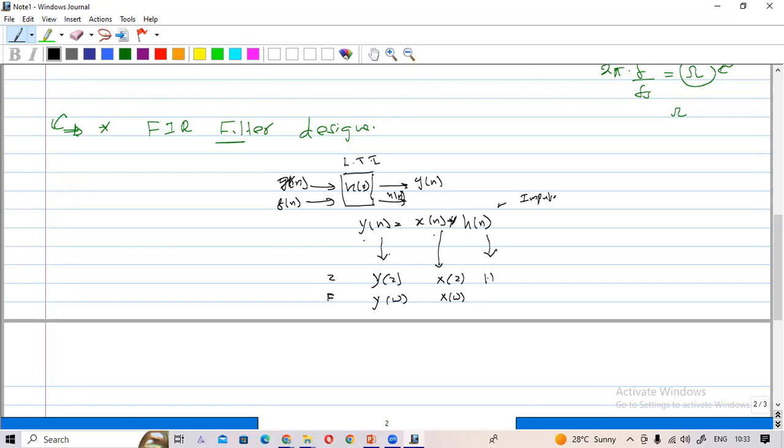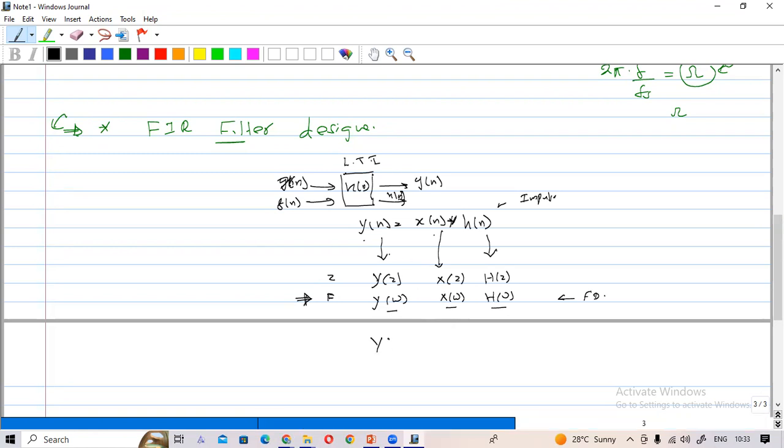So it will be H(z) or H(omega). This time, we are mainly concerned about Y(omega), the frequency domain signal, the frequency domain representation. If you consider this in both cases, you can write this equation: Y(omega) equals X(omega), now this convolution will become simple multiplication, H(omega). So it will be like this.